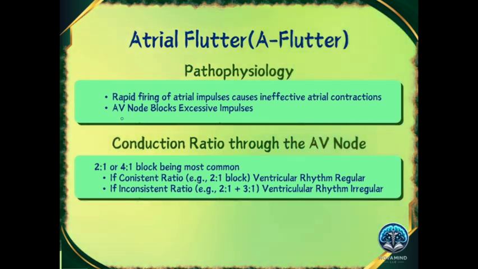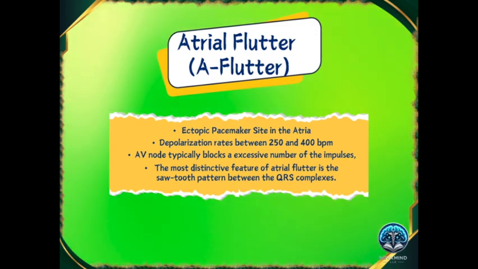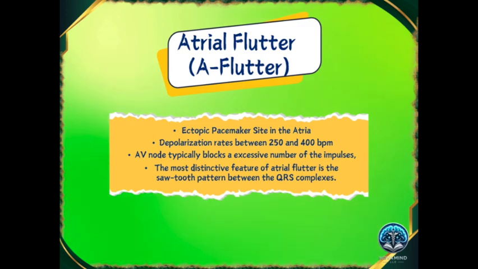The conduction ratio through the AV node varies, with a 2-to-1 or 4-to-1 block being common. If the AV node blocks impulses in a consistent ratio, for example 2-to-1, the ventricular rhythm will be regular. If the ratio changes, then the ventricular rhythm may become irregular. Atrial flutter arises from an ectopic pacemaker site in the atria, just like AFib, with depolarization rates between 250 and 400 beats per minute, commonly around 300 beats per minute.